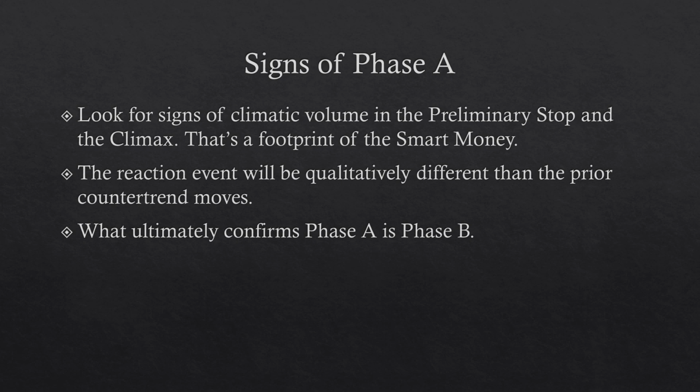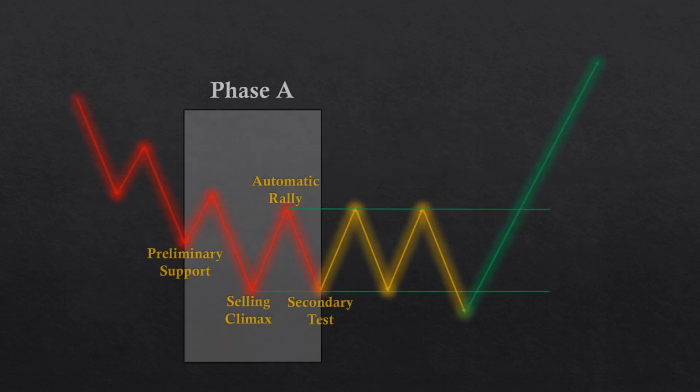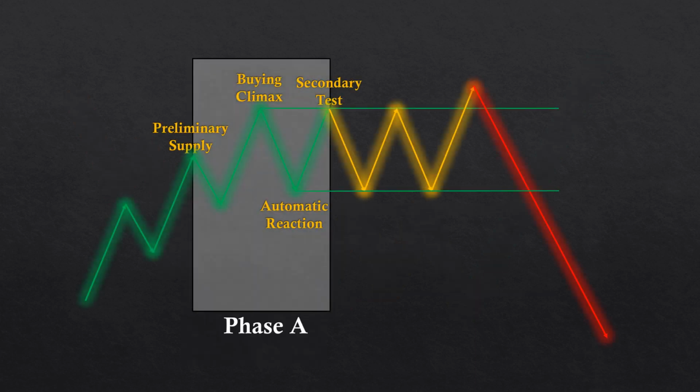Just for the sake of illustration, Phase A in an accumulation process looks like this: a preliminary support, followed by the selling climax, then an automatic rally, and finally a secondary test. In a distribution process, Phase A starts with the preliminary supply, followed by the buying climax, then an automatic reaction, and finally a secondary test.